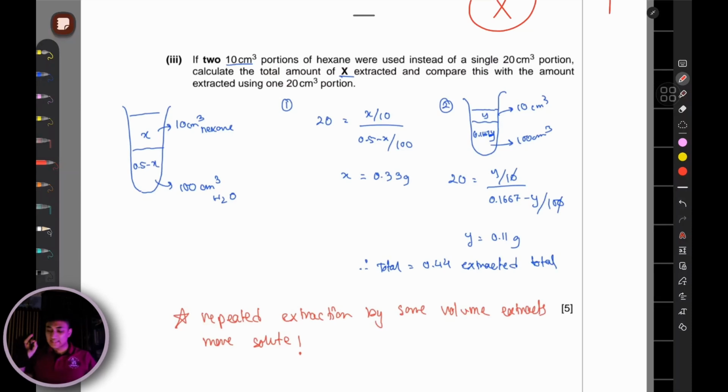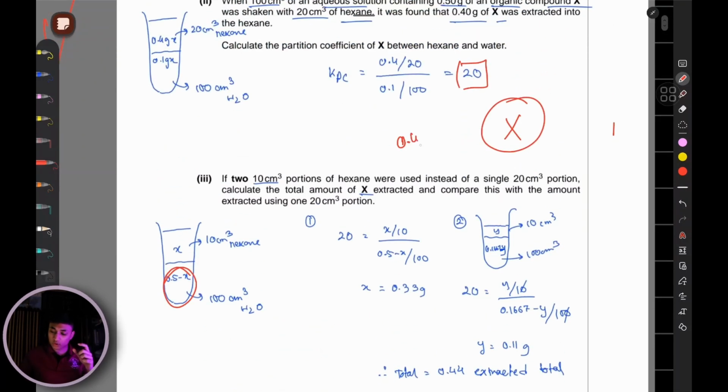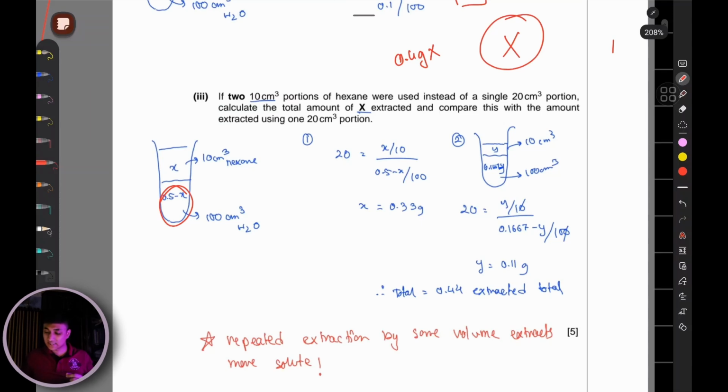Fair enough. Now listen carefully. They're telling you that in the case that you had 20 cm³ of hexane put on top of the water solution, you're extracting 0.4 grams of X. Now if I put in 10 cm³ of hexane separately on two different occasions, how much of X am I able to extract, right? So what you need to do is calculate for 10 cm³ of hexane how much of X has been extracted. Then again, with the leftover water solution, carry out the same extraction process by putting in 10 cm³ of hexane. In that case, again, see how much of X has been extracted. Now add both the amounts extracted up to see if it is more or less than previously calculated. Compare this with the amount extracted in the previous question.